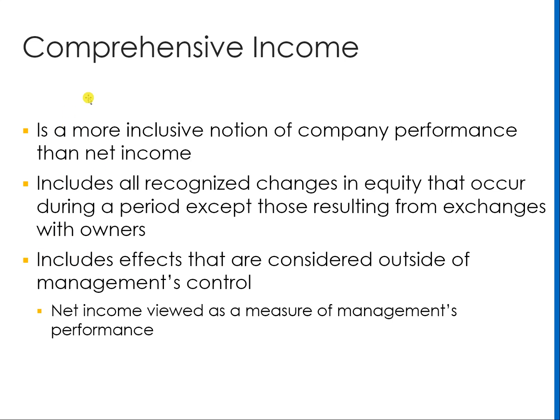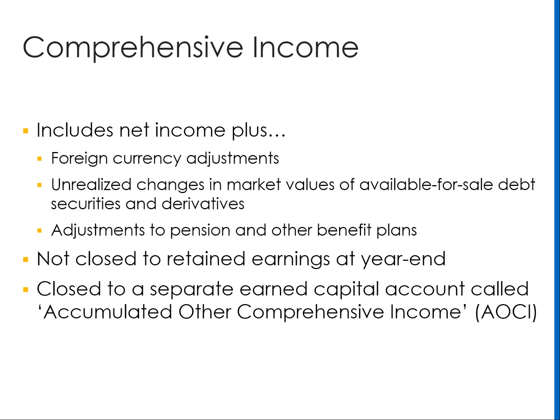But sometimes comprehensive income includes effects that are considered outside management's control. Net income is under management's control, but other things are outside management's control. For example, we have exchange rate fluctuations, right? That's out of management's control. So if we have exchange rate fluctuations, we have a foreign currency adjustment. I will talk about that.